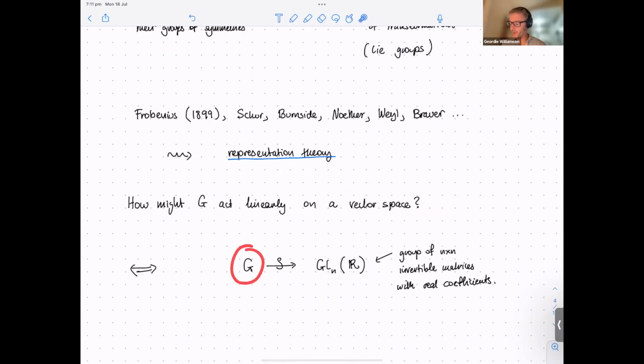So I have a group. So this consists of a collection of elements G and a multiplication rule. And then what I'm doing in representation theory is studying matrices which satisfy the same multiplication rules as the elements of G. Okay, so invertible matrices which satisfy the same multiplication rules as the elements of G.